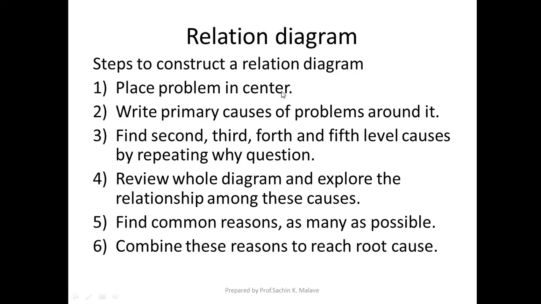So how to construct a relation diagram? Place the problem in the center. Whatever problem is there, you have to place it there, and write the primary causes of the problem around it. Find the second, third, fourth and fifth levels of causes by repeating the why question. Whatever primary cause is there, if you are not satisfied, then go on asking the why question every time and try to find the second, third, fourth and fifth level causes.